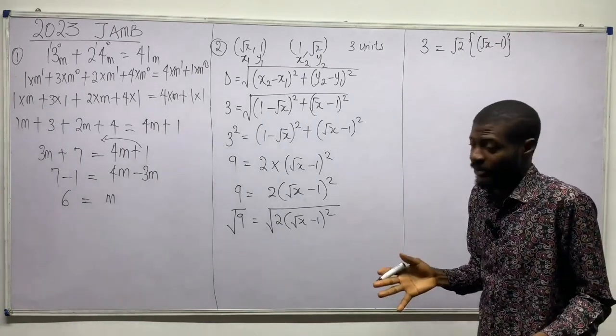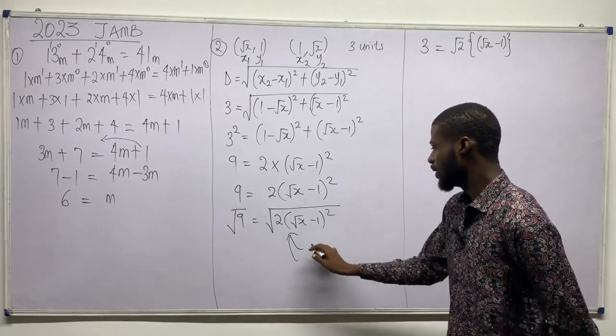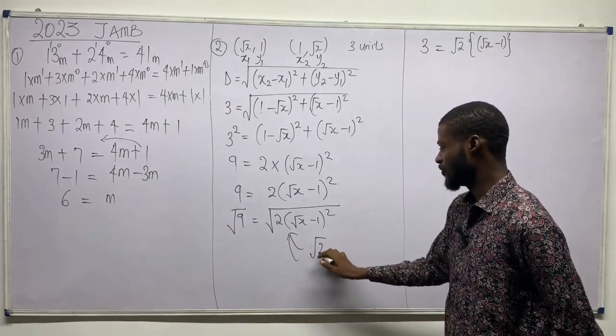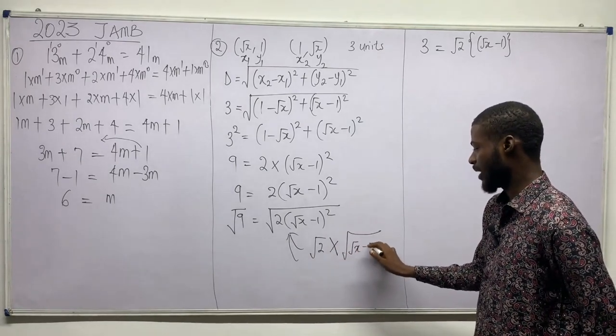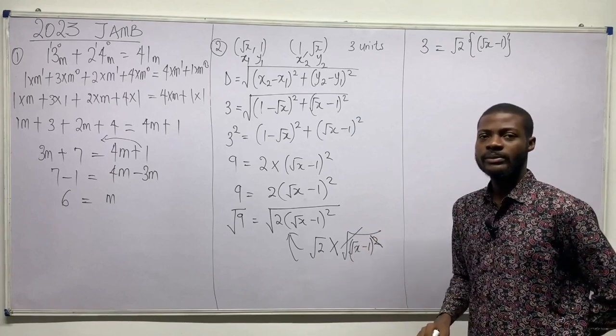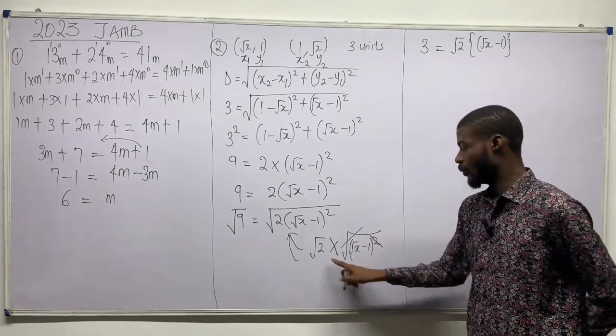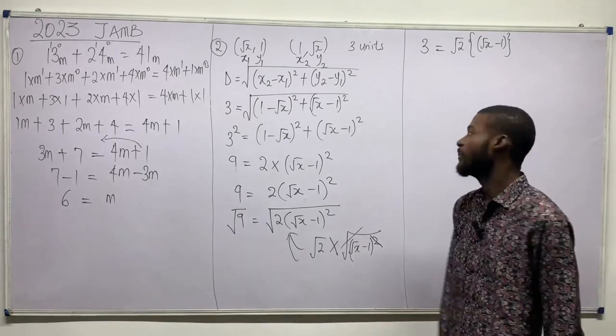Look at what just happened here. This very portion will become the square root of 2 times the square root of (root x minus 1) all squared. So the square will cancel the square root. They will both take away themselves. We'll then be having root 2 remaining. So that's what we'll then be having.